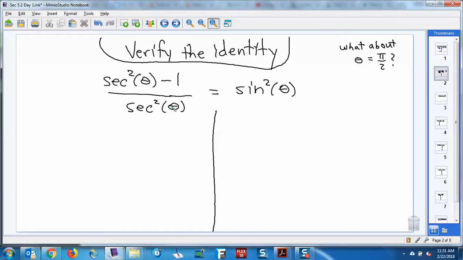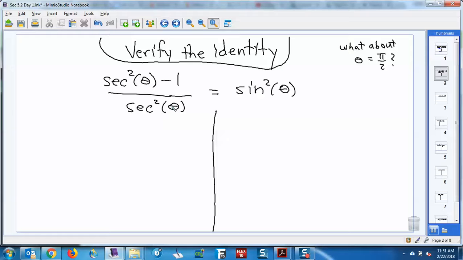When we're verifying an identity, so that's why I put this line down here, and I think it's a good habit for you to get into. I call it a T-chart, and that helps remind me, okay, I'm verifying an identity. It's something you have to do in calculus too. It's verifying that the left side's equal to the right. So we can't cross the equal sign. We've got a left side, we've got a right side, and we've got to work with the left side, work with the right side.